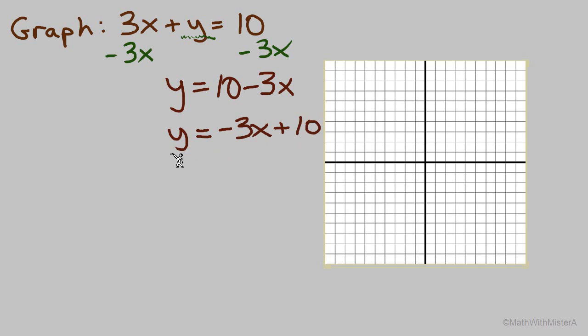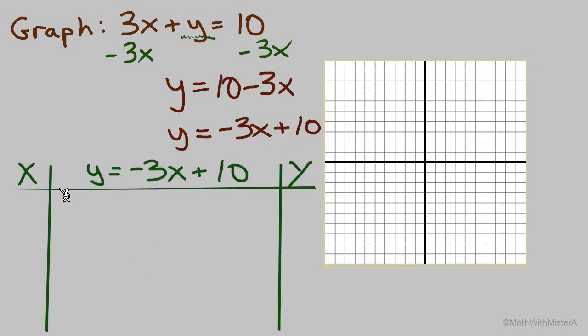So our motivation for solving for y was to make the work very smooth when we make the table. So let's do that now. Here's our table, and we're choosing whatever values of x we want. I'm going to start with 0. The equation now is y equals negative 3 times 0 plus 10. We know that multiplying by 0 equals 0. We're only left with that positive 10. So there's our first ordered pair solution at 0, 10, way up at the top on the y-axis.